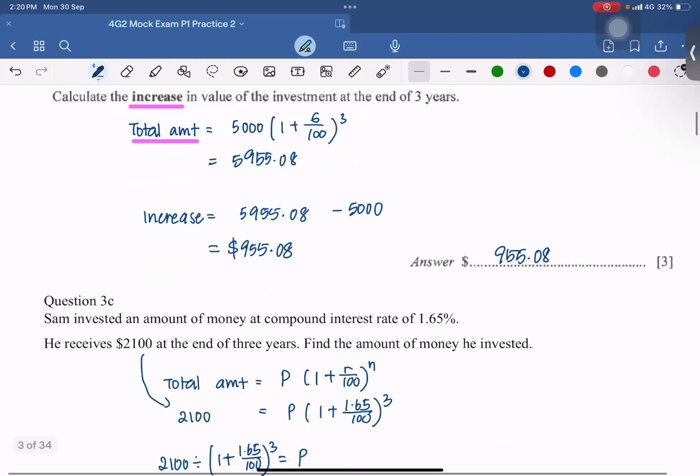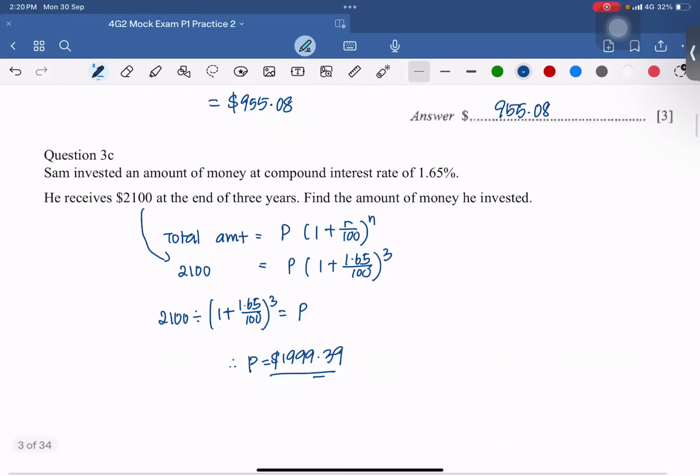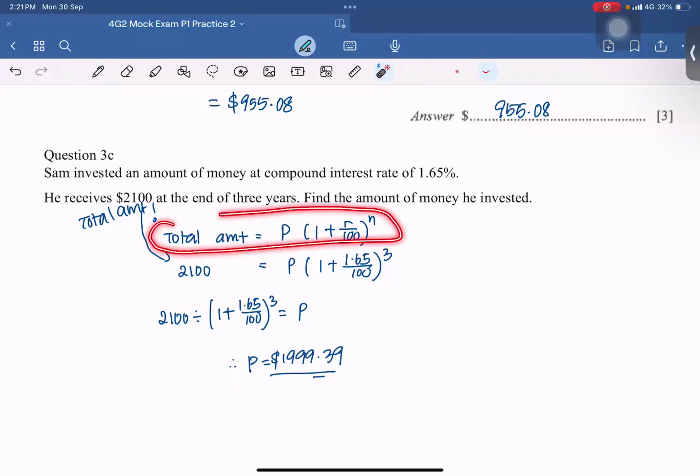Okay. Next question, this one is also compound interest, but the question gives you the 2100 over here. This is not the principal. They say an invested an amount of money, but this is not the principal. This is my total amount, right? So you remember when you write your formula, you copy it from the cover page, it has the word total amount. So plug in your total amount over here. P is the money that I invested, 1 plus R over 100 to the power of 3.